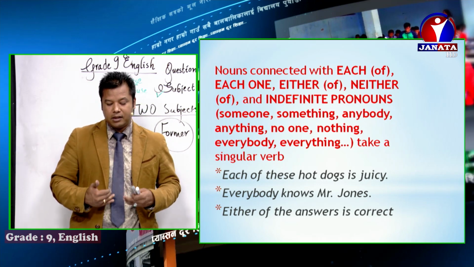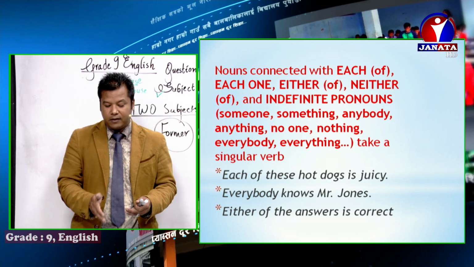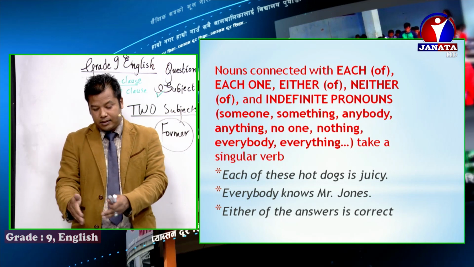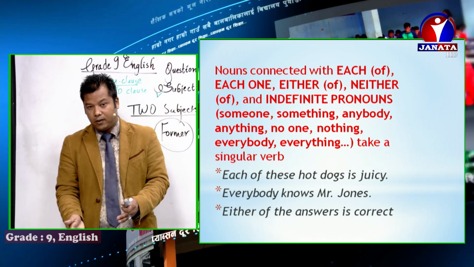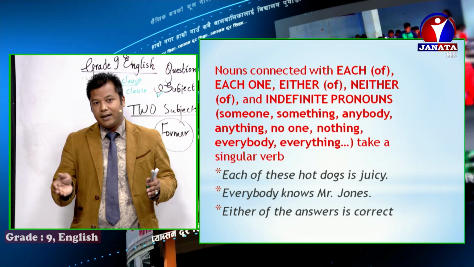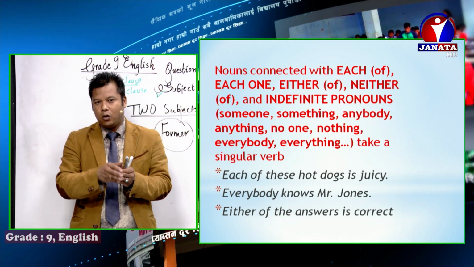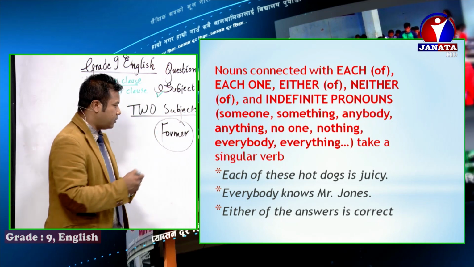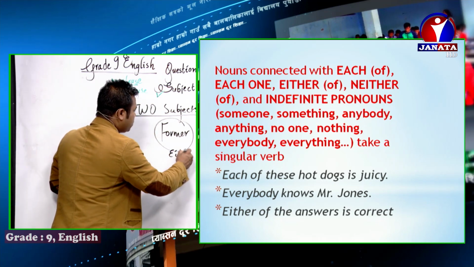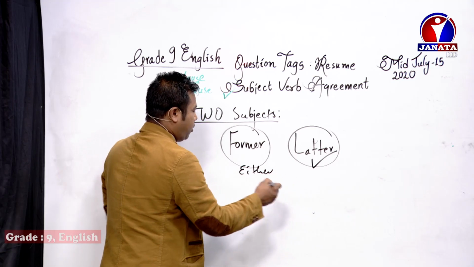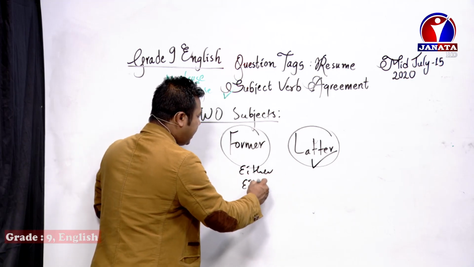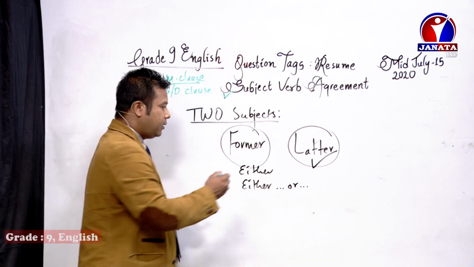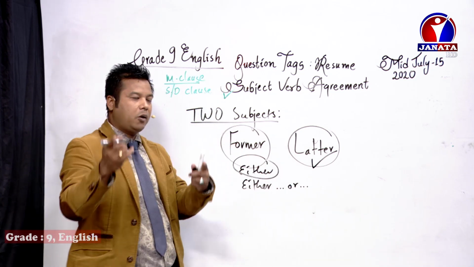Everybody knows Mr. Jones. Either of the answers is correct. So see, answers, but still is correct because you're using either of the. But if you're using either the question or the answers, now with that, there's a slight change. When you use the conjunction either, neither, and a case when you use either with or, connecting two ideas, this always takes singular.